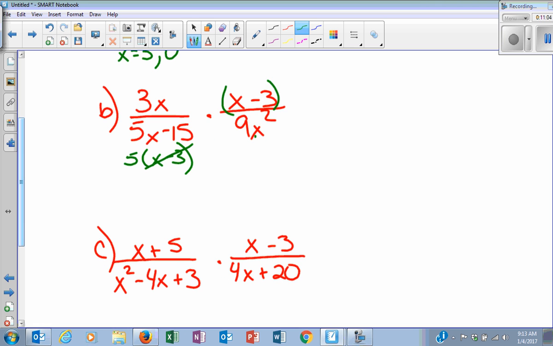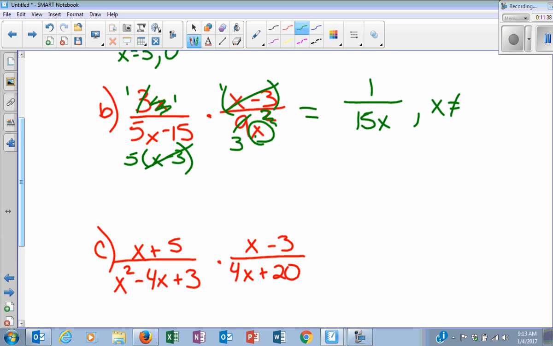An x minus 3, an x minus 3, a 3 and a 9. This becomes a 1, this becomes a 3. This has 1x, this is fully gone. This has an x left over. So in my top, I am only left with 1, because all this simplifies to a 1, and 1 times 1 times 1 is just 1. And then in my bottom, I'm left with 5, 3, and an x. Don't forget that x. So 5 times 3 is 15x, with my restrictions being x is not allowed to equal 3 or 0.